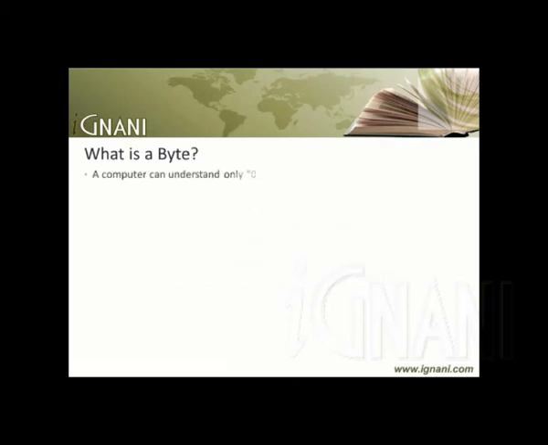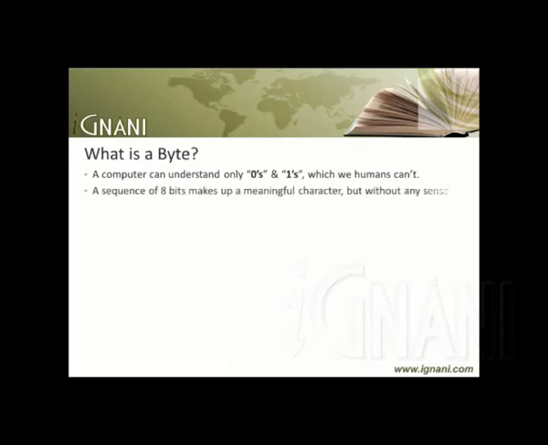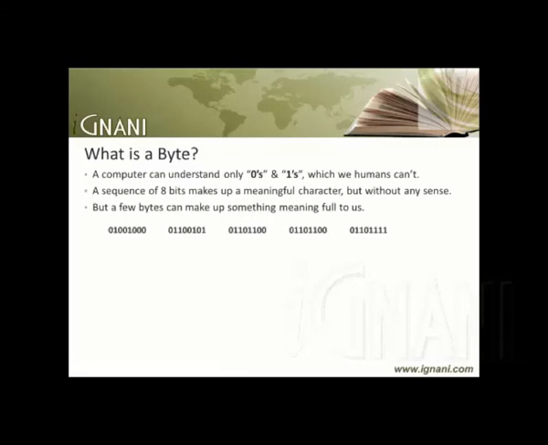A computer can understand only zeros and ones, which we can't. A sequence of 8 bits make up a meaningful character for us, but without any sense. A few bytes can make up something meaningful to us. For example, check out these bytes. Does it make any sense to you? For me, it's nothing but a set of zeros and ones and nothing more.